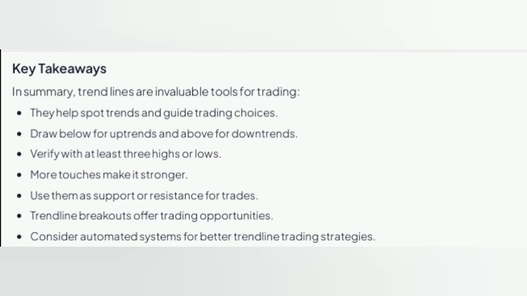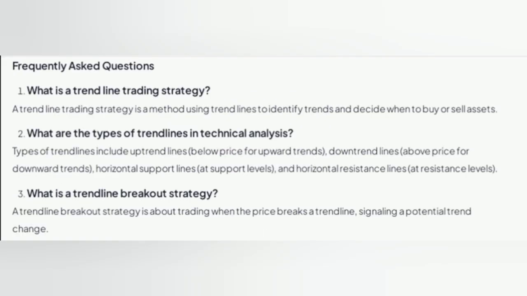Key takeaways. In summary, trend lines are invaluable tools for trading. They help spot trends and guide trading choices. Draw below for uptrends and above for downtrends. Verify with at least 3 highs or lows. More touches make it stronger. Use them as support or resistance for trades. Trendline breakouts offer trading opportunities. Consider automated systems for better trendline trading strategies.